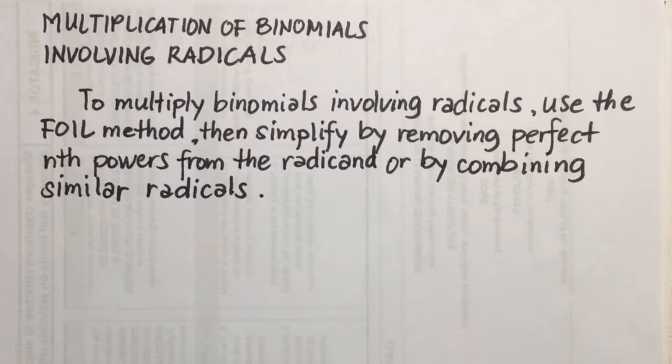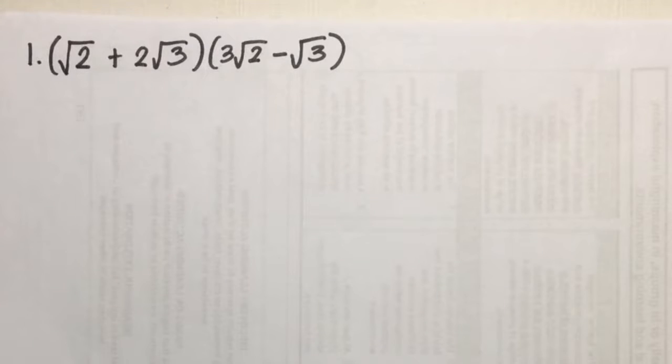Next one is multiplication of binomials involving radicals. To multiply binomials involving radicals, use the FOIL method, then simplify by removing perfect nth powers from the radicand or by combining similar radicals. Example number 1, square root of 2 plus 2 times square root of 3, times the quantity 3 times square root of 2 minus square root of 3.